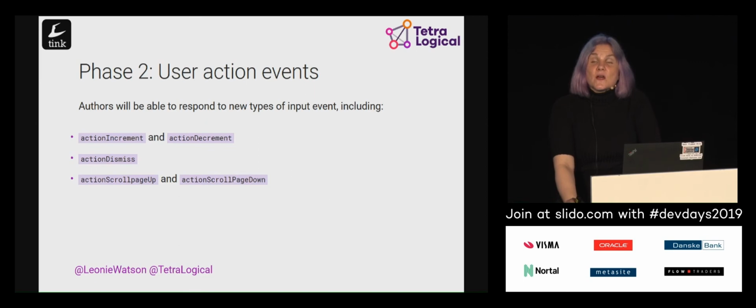Phase 2 is going to introduce some user action events. We have familiar events to all of us, mouse events, keyboard events, even touch events. But there are a few that are missing that are very important to accessibility. Doing things like scrolling up, scrolling down, increment up and increment down.